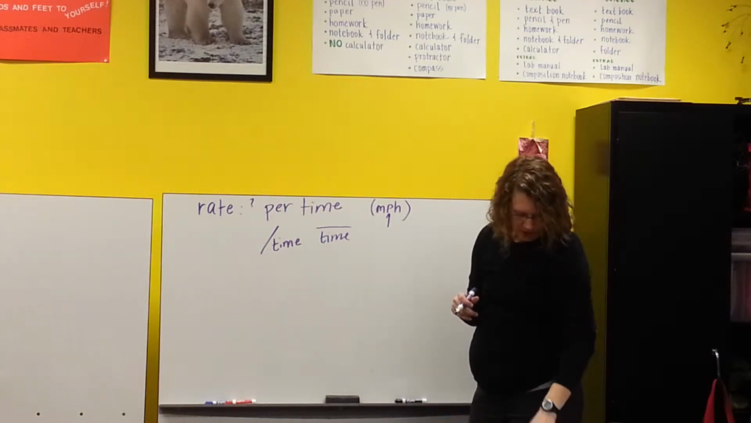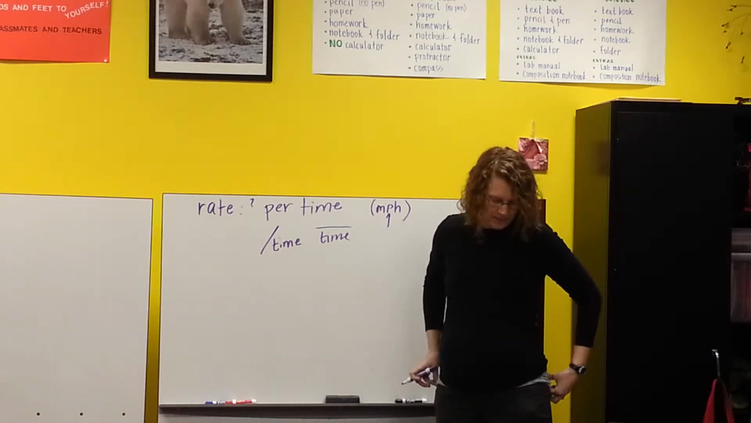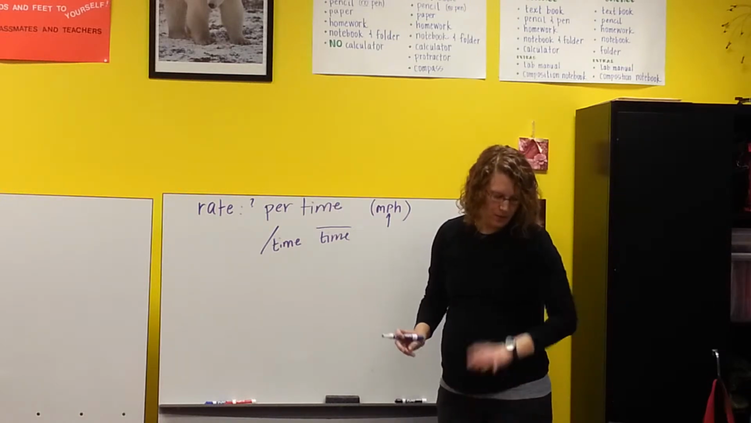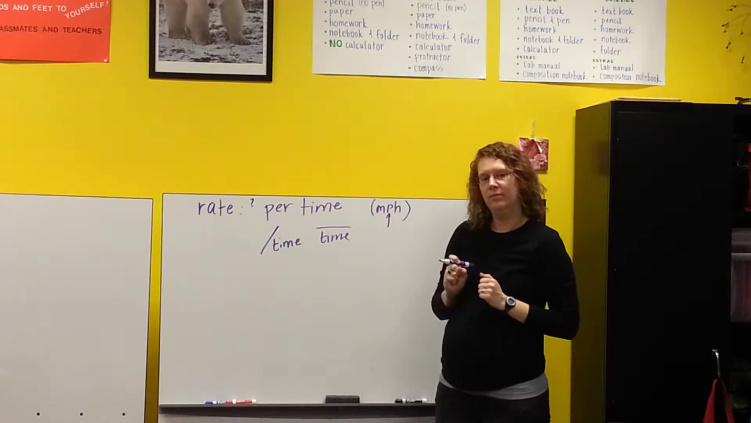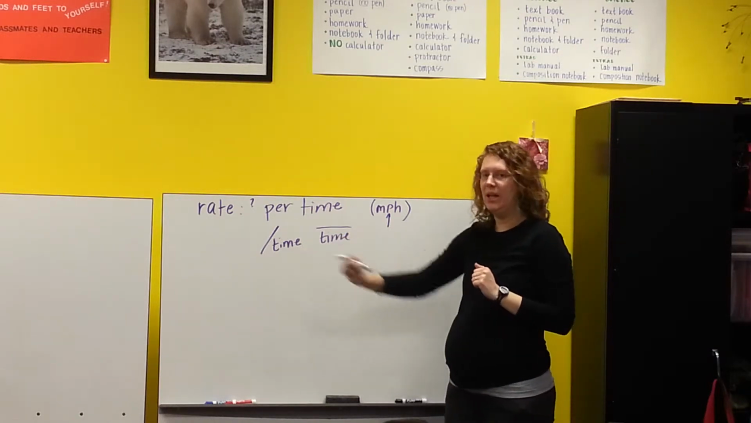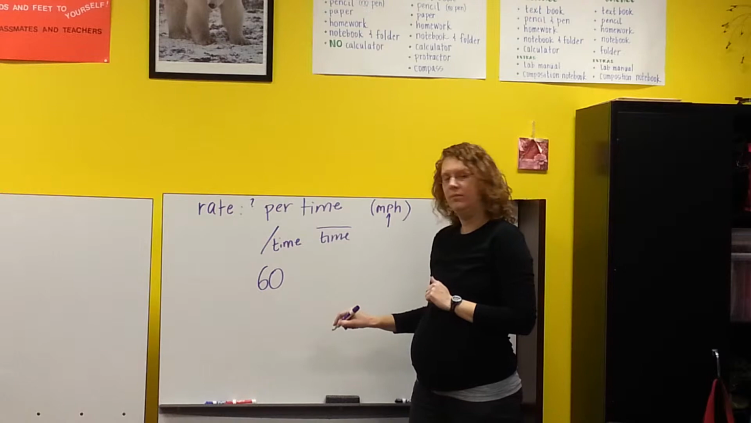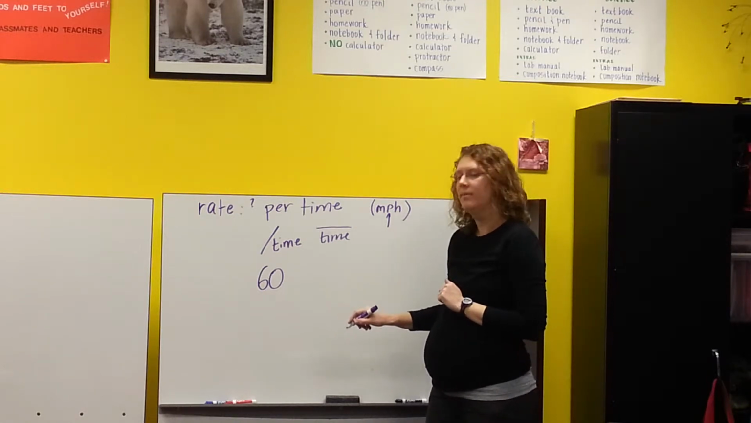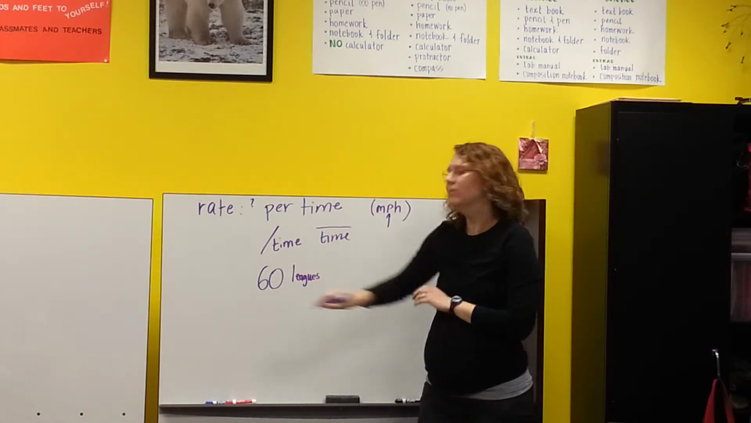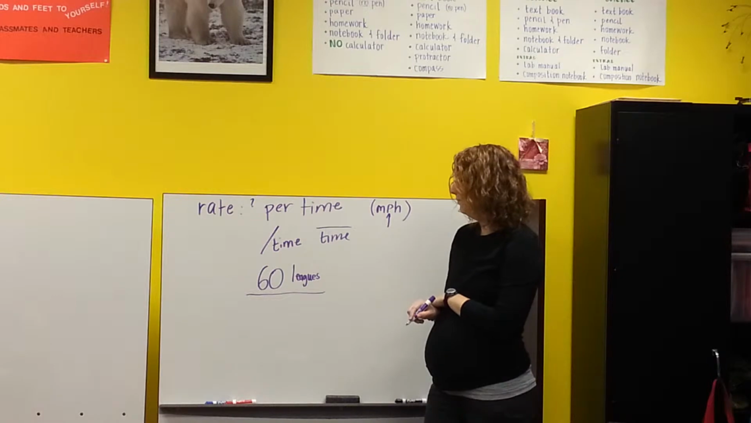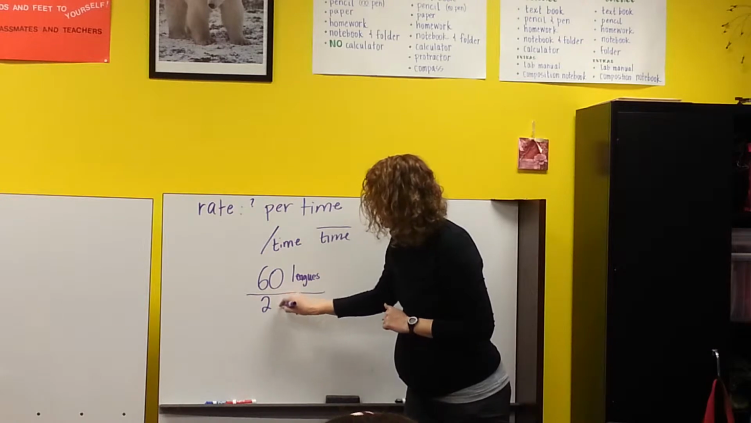So, Prince Charming traveled 60 leagues in 2 days. Okay, so let's start with that piece of information. So, Porsche, 60 leagues in 2 days. How would I write that as a rate? He traveled 60 leagues in 2 days. I need to write down my rate. So, 60 leagues, put an L over there. We want to put a little per slash. Per 2 days. Good. So 2 days.